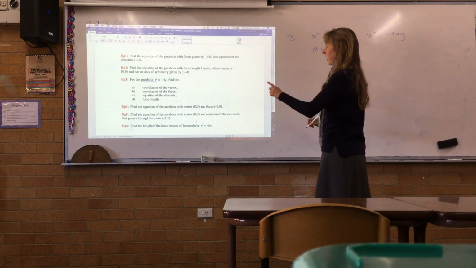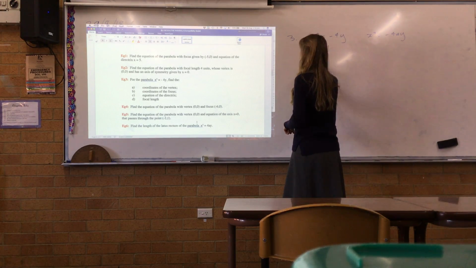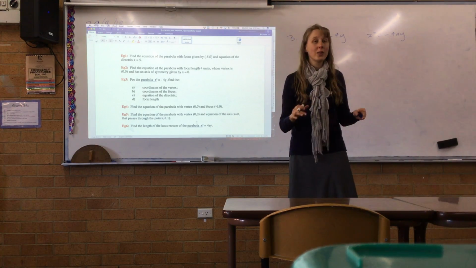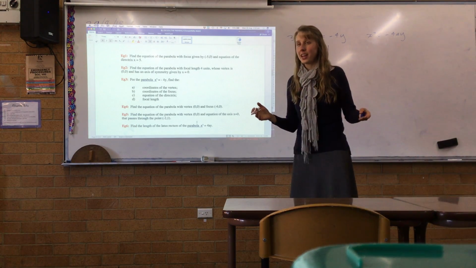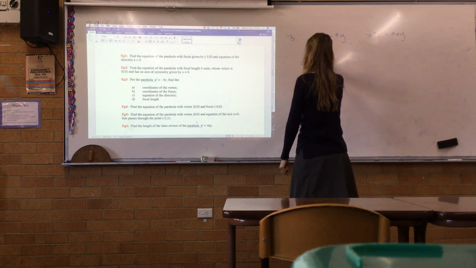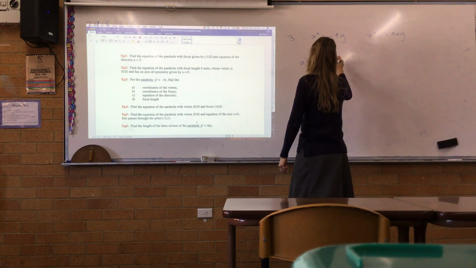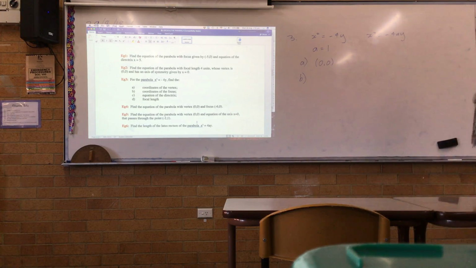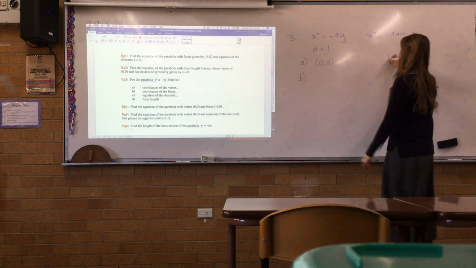Well, let's go through the parts. Part A, the coordinates of the vertex. Well, all the ones we're doing right now, what's the coordinates of the vertex? 0, 0. So the vertex is simply 0, 0. Okay, coordinates of the focus. Well, let's just do our little sketch.